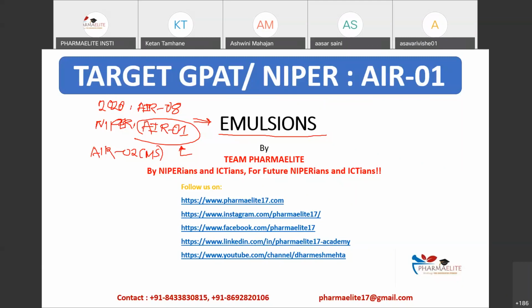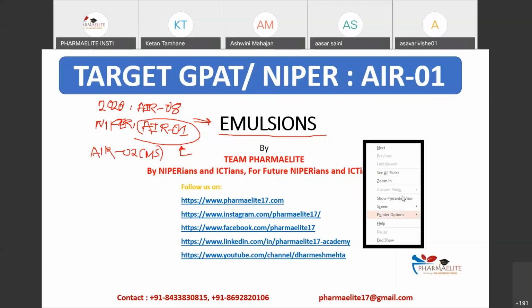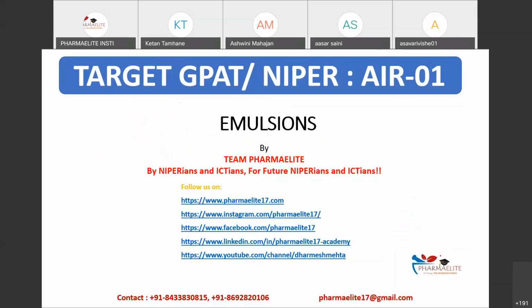Let's get to the core topic of today's session, talking about emulsions. So with regards to emulsions, what is important, what not? The first and foremost thing is, from the entrance point of view, no one is going to ask you any question on theories of emulsification. Yes, theories of emulsification is not required for GPAT. So don't think about those lines. Don't invest time in that zone. But then what is it that is important from emulsions? You should know how you are going to identify emulsions.